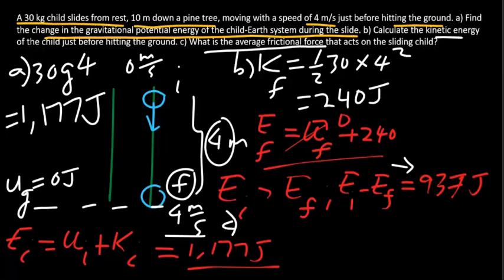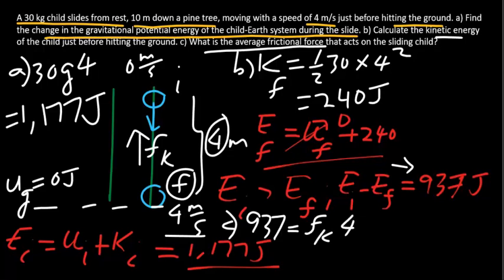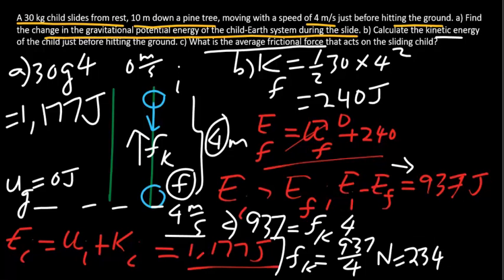So for part C, we know the difference in the two energies, namely 937, is due to the work done by friction. As the child is sliding down, the friction is moving in an opposite direction. And the friction acts for a distance of 4 meters. So friction times 4, this is the work done by friction, equals 937. So the average friction is therefore 937 divided by 4 newtons, which will give you 234 newtons as the answer. And that's the answer for part C. And that solves the problem.